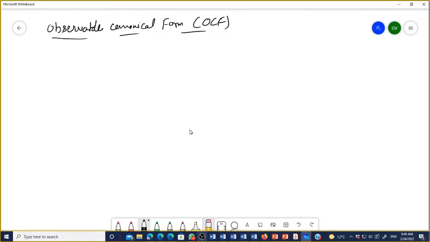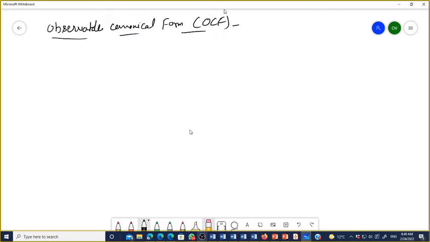In this video, we are going to study the observable canonical form, that is the OCF. In the previous two lectures, we covered what you understand by the canonical form, and how different types of state model canonical form can be derived using the transfer function. In order to do that, we discussed four different types of canonical form.